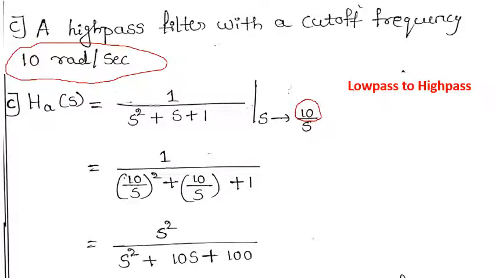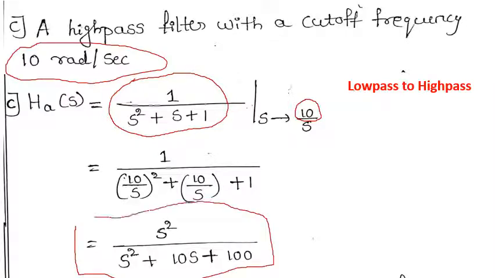And in the present numerical, the value of omega u is 10. Therefore, in this transfer function of a low pass filter, wherever there is S, it has to be replaced by 10 by S. And after simplification, we get the required transfer function for the high pass filter as S square divided by S square plus 10S plus 100.